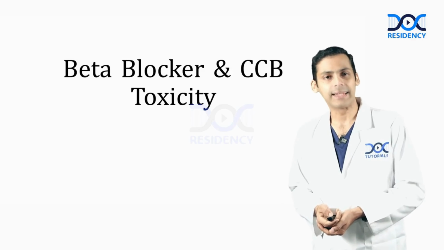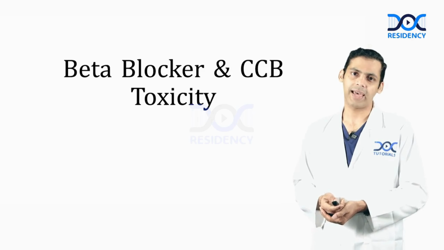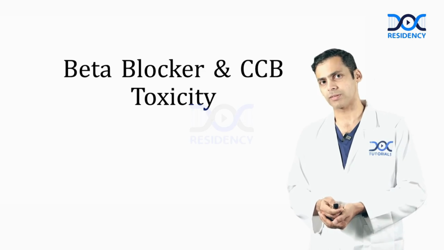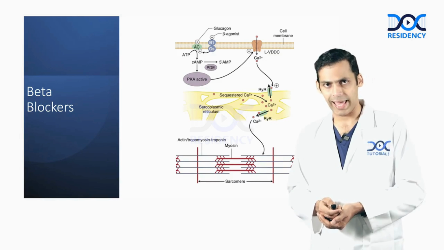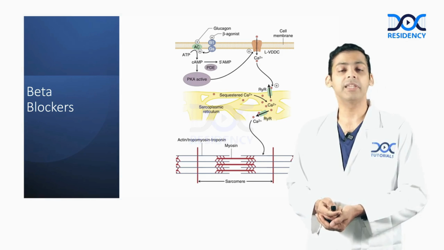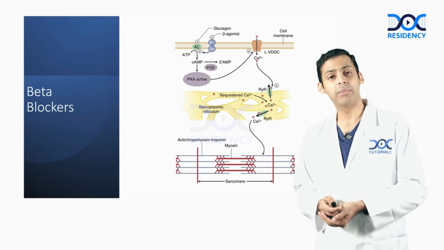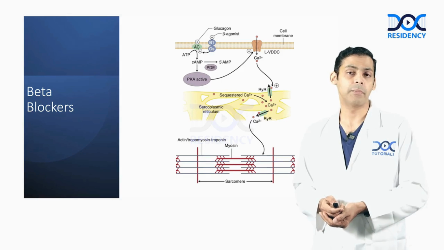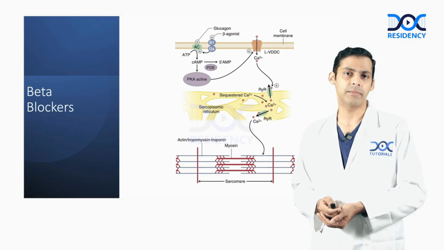So let's quickly learn a few points about beta blocker and calcium channel blocker toxicity. First, about beta blocker toxicity. Beta blockers act by blocking the beta receptors, right? Beta blocker toxicity has its main implication on the heart. So let's see the action of beta receptors in our heart.